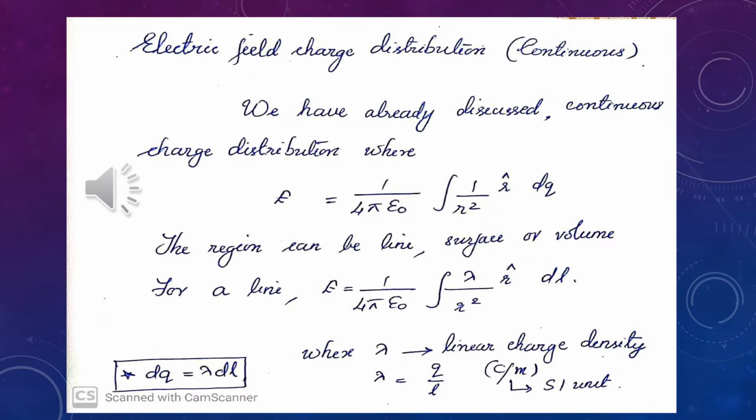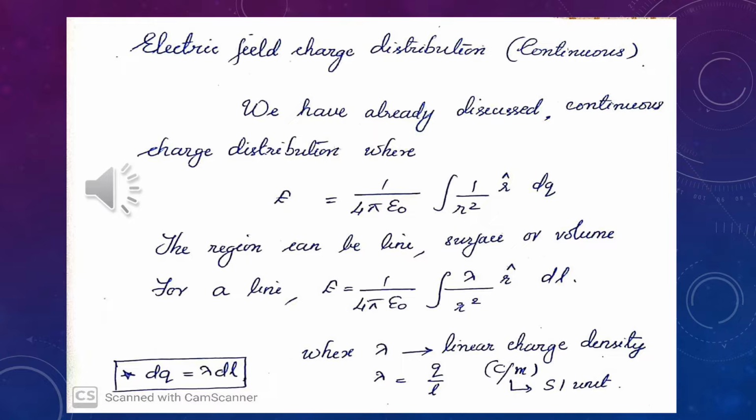R cap is just to show the direction. Now, as the first case, let us take a line. In the line case, our equation is 1 by 4 pi epsilon 0 integral lambda by r squared r cap dl. That is, in the above equation, dq is replaced by lambda into dl. What is lambda there? Linear charge density.